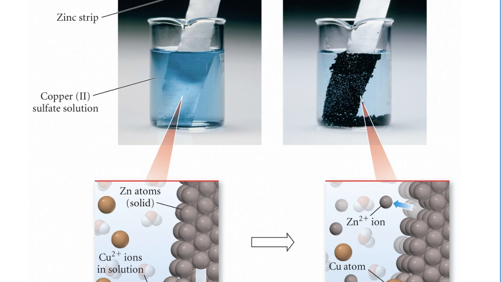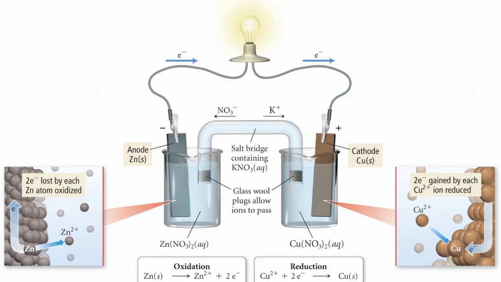This can happen, for example, when a zinc strip is put in a copper-2 solution. We see evidence of change. We see the blue copper-2 solution getting lighter, and on the surface of the zinc metal, there is a precipitate. If we separate those two half reactions and have an external circuit, the electrons being transferred can do useful work. And because this is spontaneous, that is a voltaic cell or a galvanic cell.